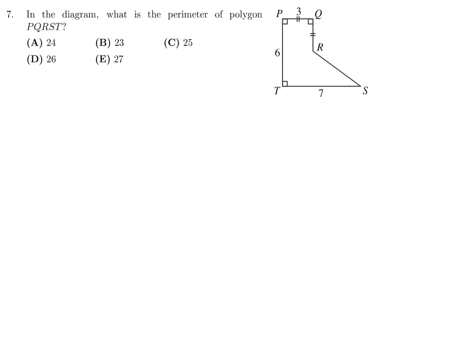In the diagram, what is the perimeter of polygon PQRST? All right. That symbol right there means that those two sides are the same. So this is 3 right here. So far, so good, I think.